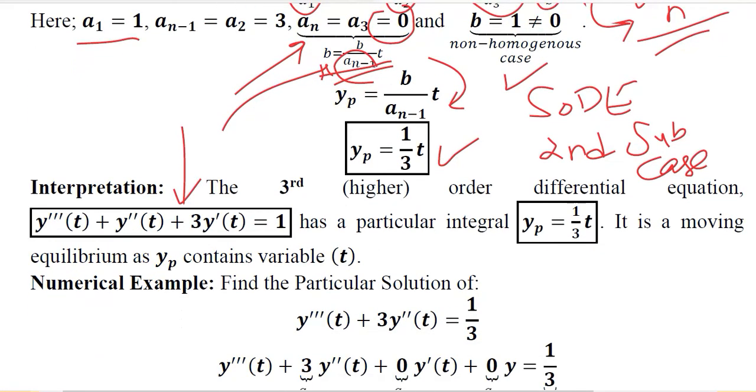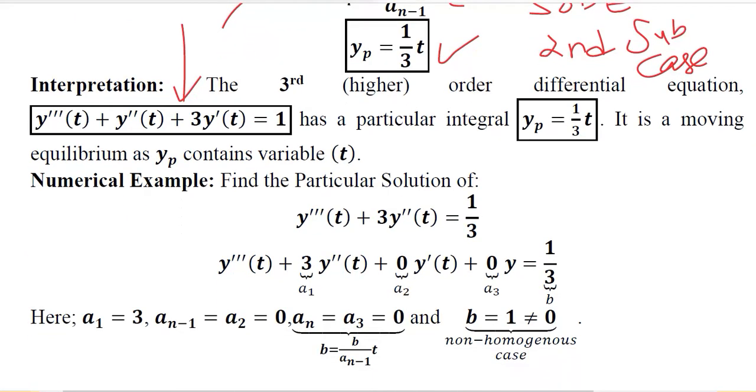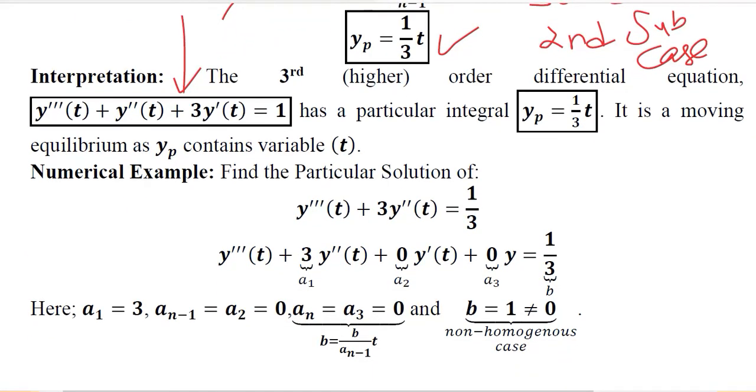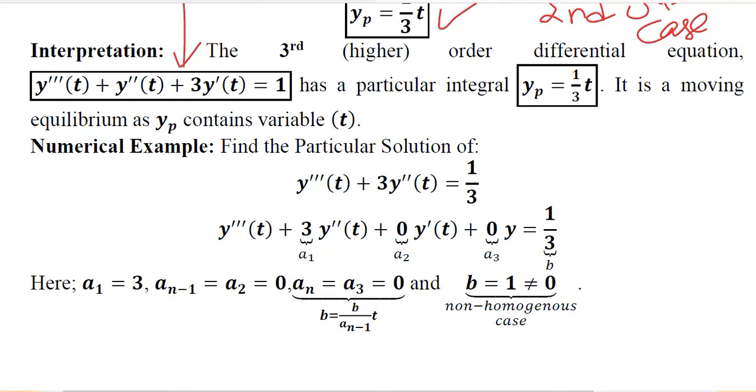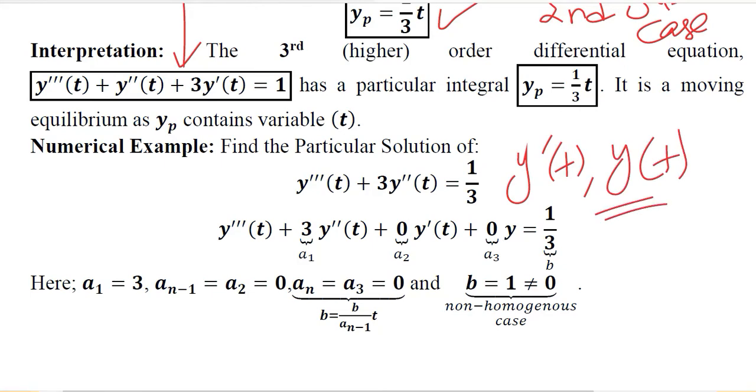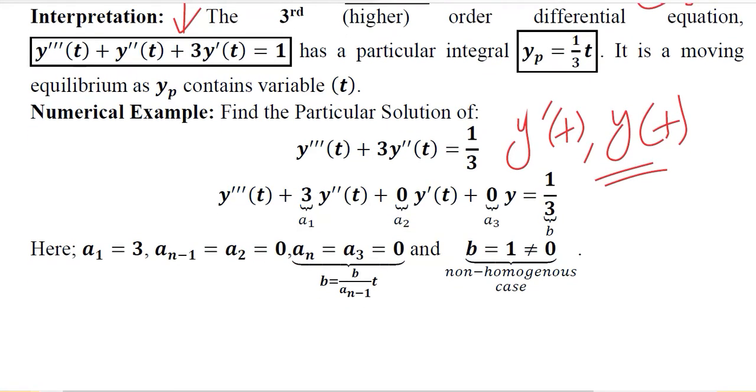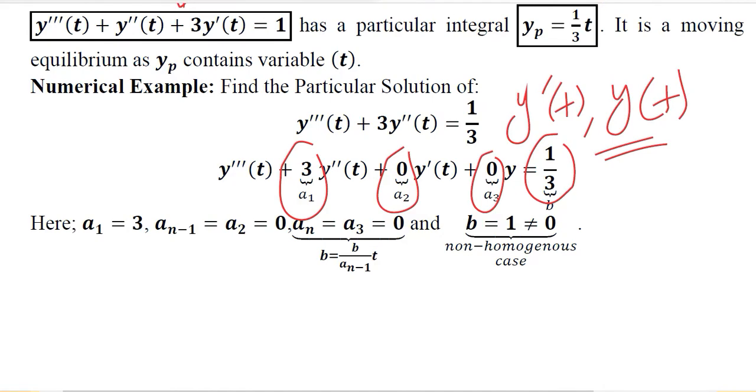The final example is the third one, which is again borrowed from the book of Alpha C. Chiang, and in this case you can clearly see that the first order derivative as well as the original function, both of them are missing. Therefore we have to put a 0 value in their coefficients so that they actually become 0 in the given situation, whereas a1 and b are already extracted. So we extracted all of these values here, and this is the non-homogeneous case.